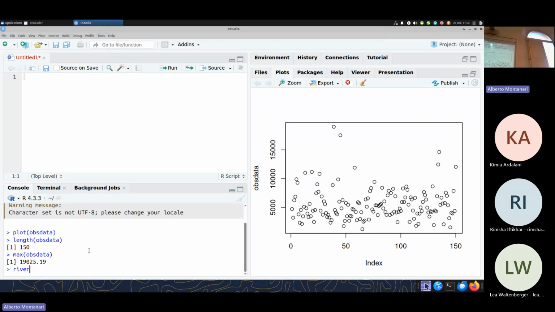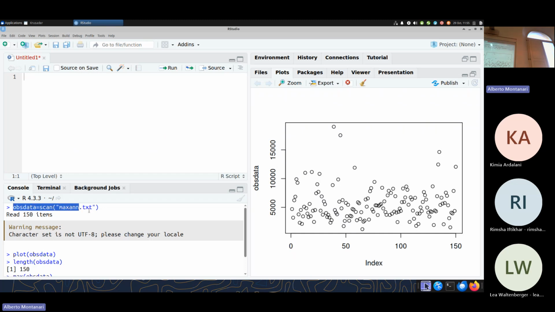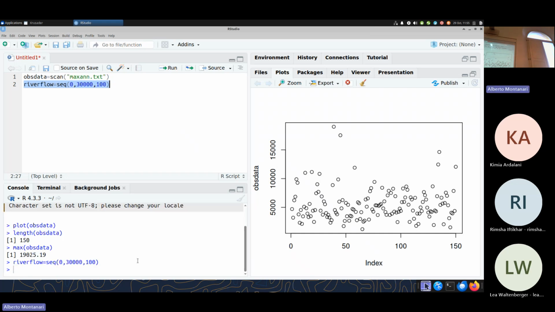Okay. So river flow. Let's put it in the... I don't understand why. Okay, the first instruction was cancelled. Let me copy it and put it back. I don't know why it was cancelled here. Okay, and then we can write river flow equals sequence 0, 30,000, 100. Okay, good. Yeah, oops, sorry. Okay, and then we can run it. Okay, now it didn't disappear.